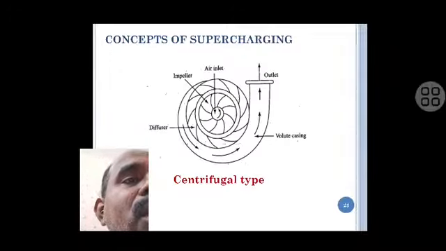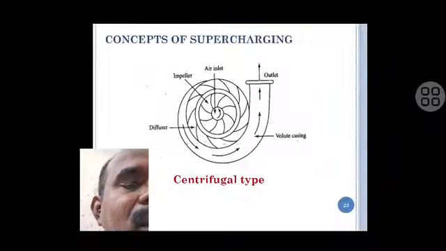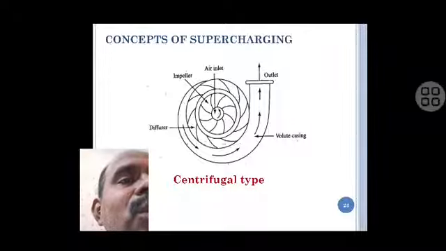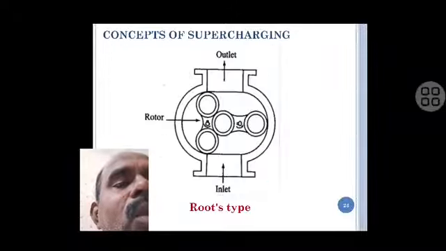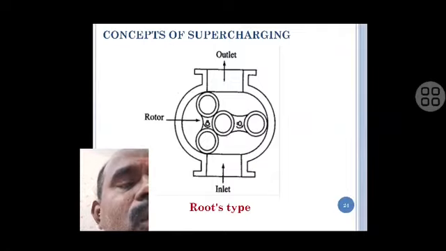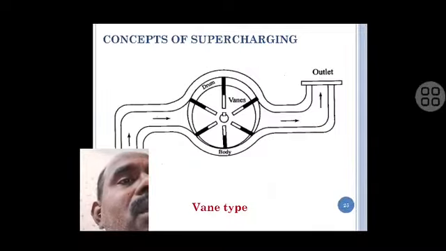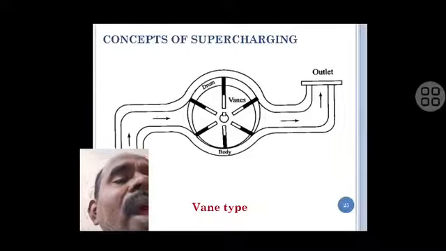In the centrifugal type, the air is gradually increased in speed. The air is rotated, and due to centrifugal force the air pressure is increased. The discharge volume of the area is gradually increased, so pressure also increases. Next one is the root type. This type of supercharger is also used in IC engines. Then the vane type. Compared to the other two systems, it will give the higher pressure.